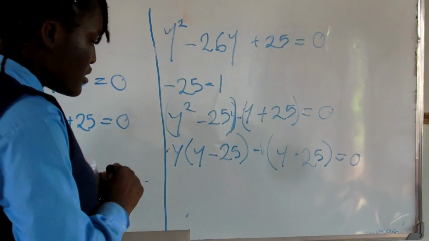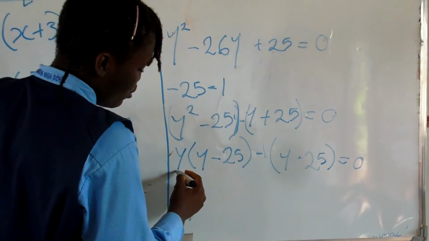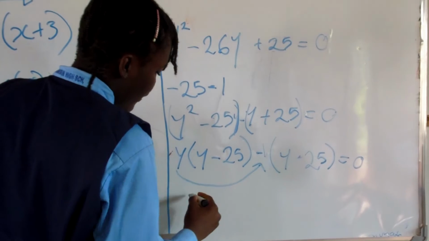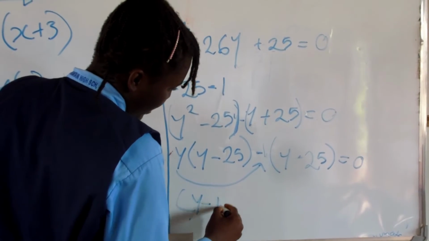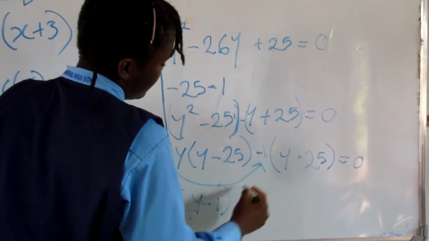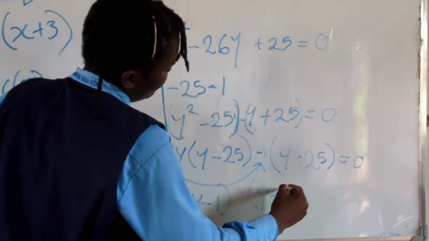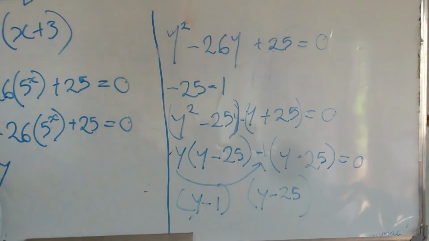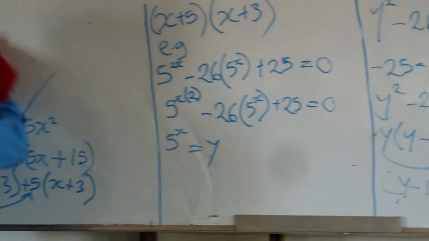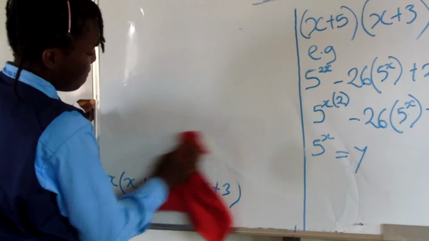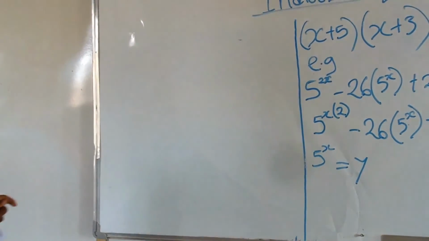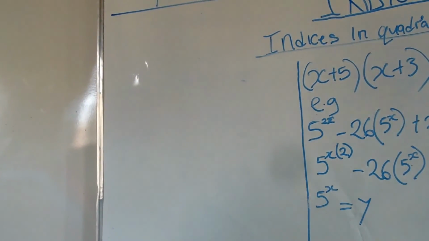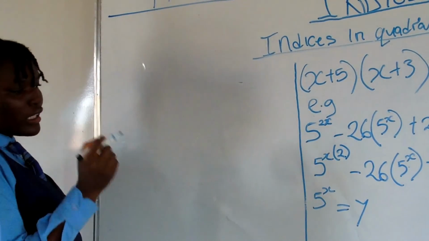So now since the two of them are the same, we bring these together. You have y minus 1, close your bracket. Then because they're the same, you just pick one: y minus 25. Close your bracket.